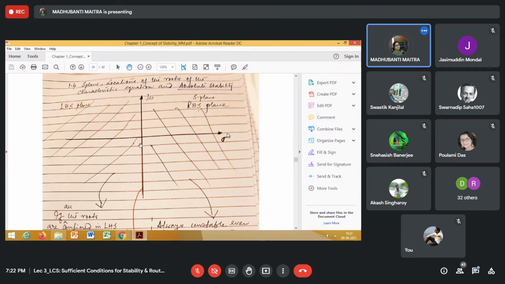Now, if a simple pole is there on the imaginary axis, or a simple complex conjugate pole pair is there on the imaginary axis, one simple complex conjugate pair on the imaginary axis, but the rest of the poles are in the left half of the S-plane.